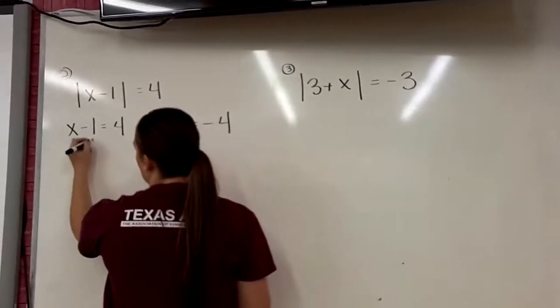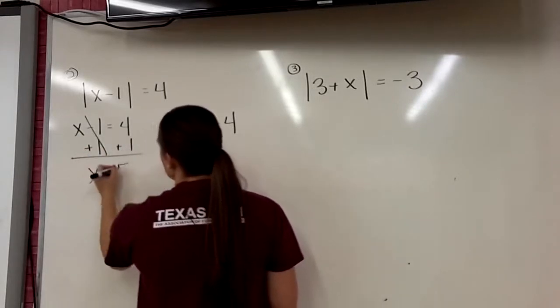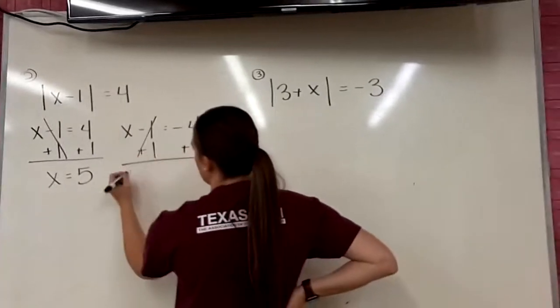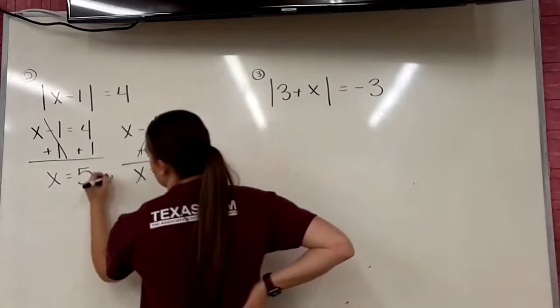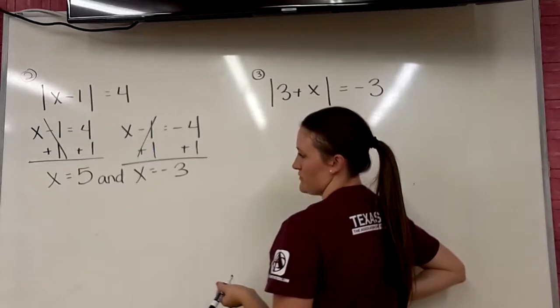On this one I add 1 to get rid of it, or move it to the other side. So I get x is 5. Do the same thing over here. Negative 4 plus 1 is negative 3. So our two possible answers are x equals 5 and x equals negative 3.